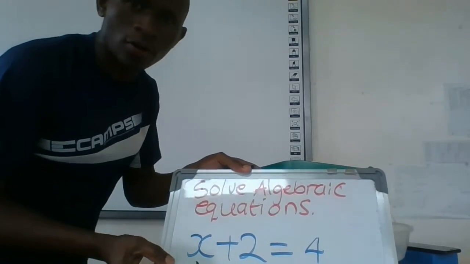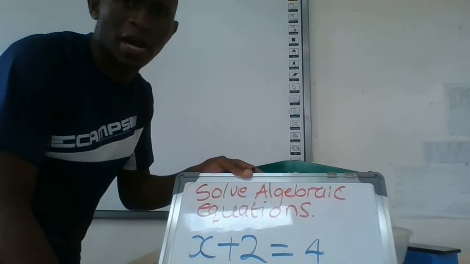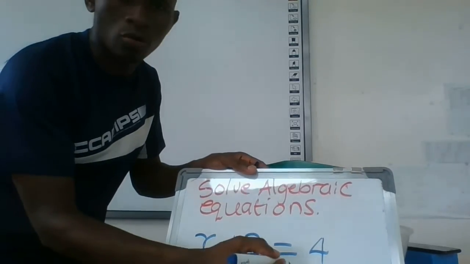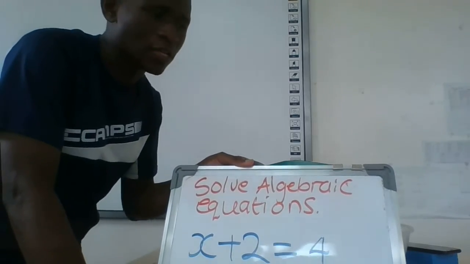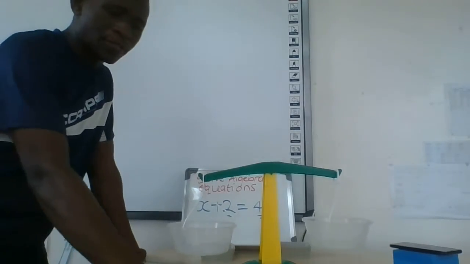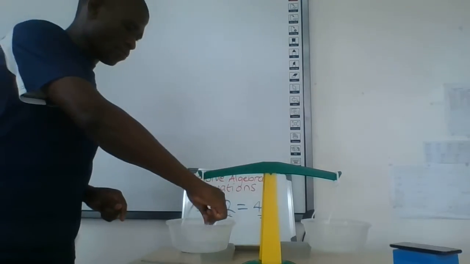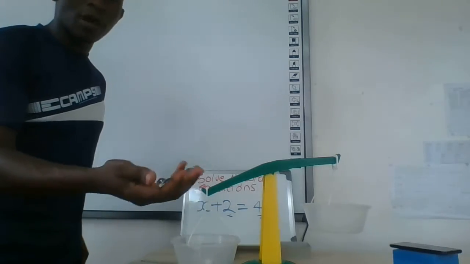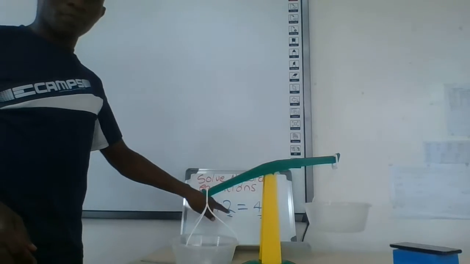So x is an unknown object, 2 are two objects that can be counted, and 4 are objects that can be counted. So the equal sign is the balancing point or the pivot. So we are going to see that soon. So I'm going to represent x with an object. So I put the object x there, and for 2, I'm going to use two marbles. These will represent x plus 2.